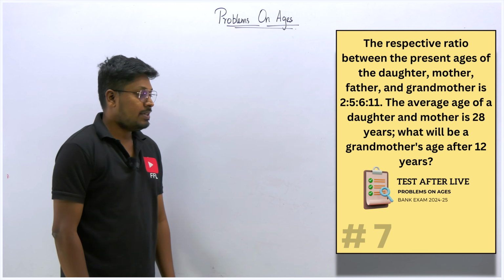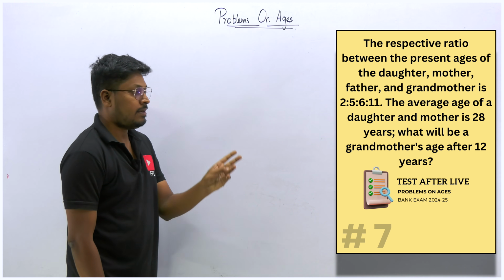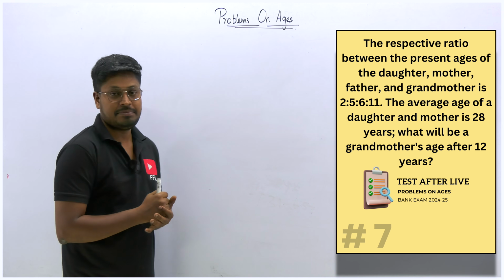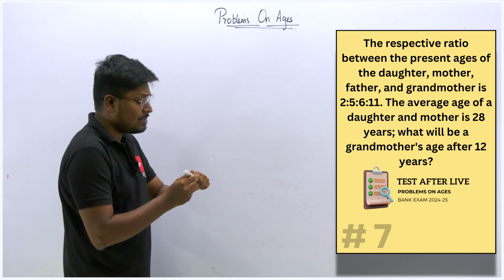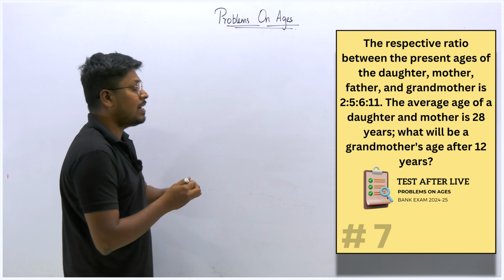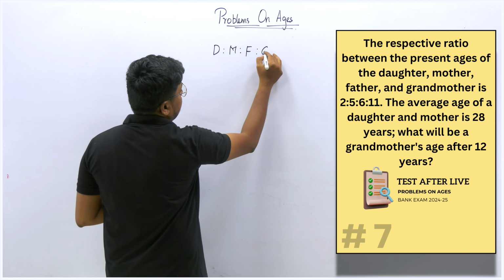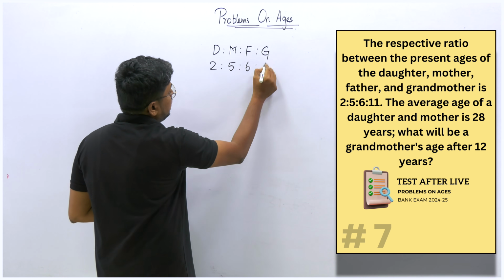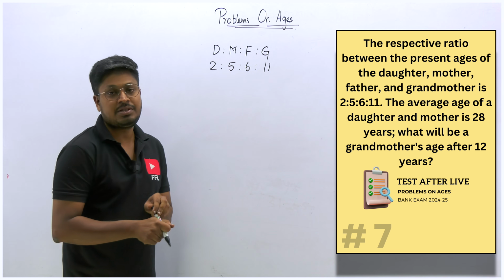Question number 7. The respective ratio between the present ages of daughter, mother, father and grandmother is 2:5:6:11. They have given four ratio values directly: 2, 5, 6, 11 for daughter, mother, father, grandmother. Now what the question says: the average age of daughter and mother is 28 years.